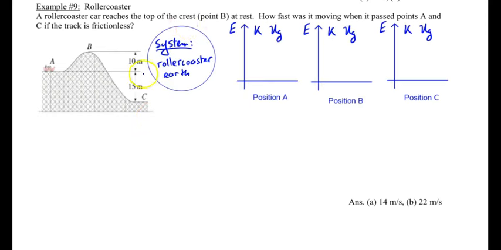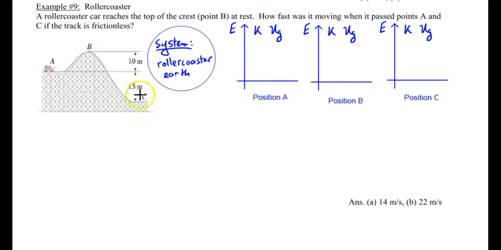So in this case, I'm going to consider the roller coaster and the Earth as being my system. Remember, I've shown it over here with the system being in this circle. And then I've also shown energy bar graphs here for A, B, and C. The first thing I would do, after choosing the system and setting up these energy bar graphs, is choose an appropriate reference level for your gravitational potential energy to be 0. So where would you like your y to be equal to 0 in your diagram?